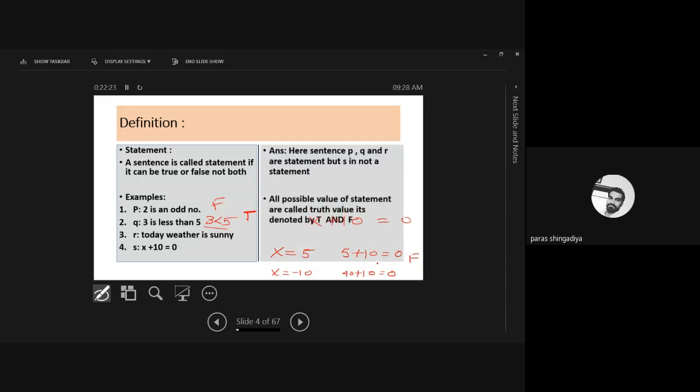So here sentences P, Q, R are statements, but S is not a statement. Clear? And all the possible values of a statement are called the truth value. T and F are the truth values of any statement. Truth value means not only true; truth value means its logical outcome. F and T both are called truth values. It is denoted by T and F. So it is a simple definition of the statement. Clear?